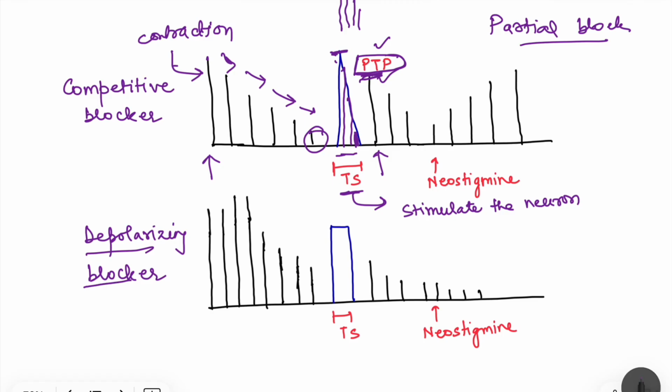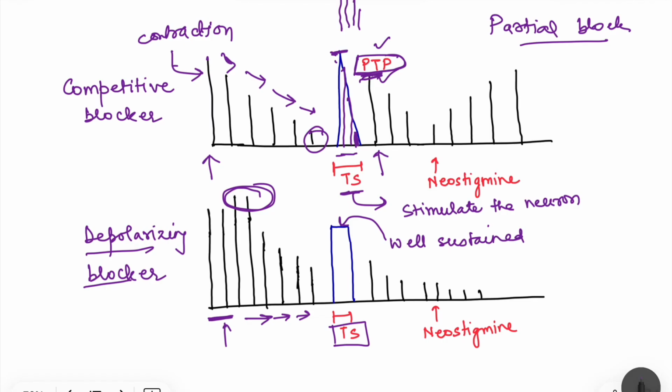So yes, initially what we see is this is the normal contraction, and if we give the depolarizing blocker here, initially the strength of contraction has increased due to the fasciculations, because it is depolarizing the motor end plate, as we have seen, and then the contraction is decreasing. Now if we give the tetanic stimuli, we see this is a well sustained contraction. Okay, so again it is in partial block, remember, well sustained contraction. So why are we seeing that?